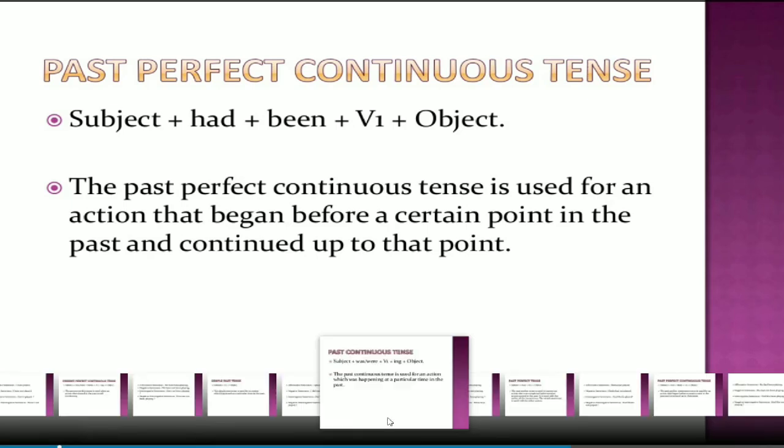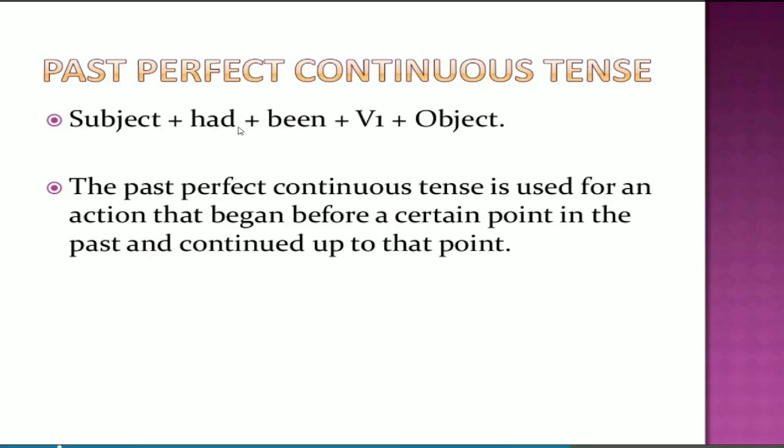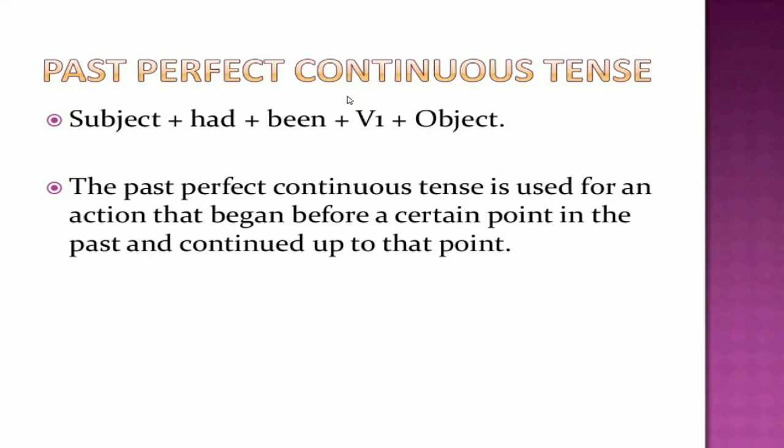Okay, subject plus had plus been plus v1 plus object. Past perfect continuous, a combination of perfect and continuous. So had is there, been is there, ing is there. So v1 plus ing plus object. The ing is not mentioned here, ing also should be there.